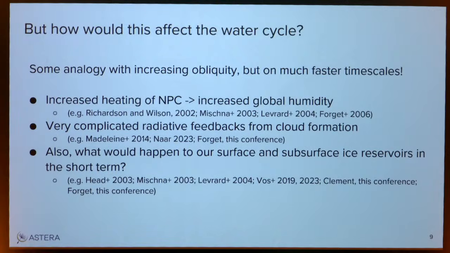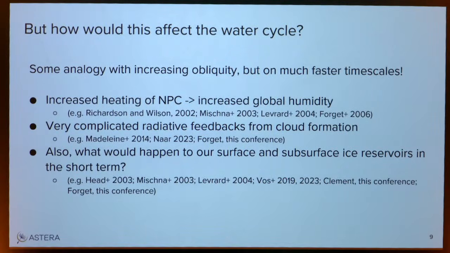But the question is, what would this aerosol loading actually do to the overall water cycle? There is quite a bit of analogy with recent Mars, with increased obliquity in the Martian atmosphere, but of course this is going to happen on a much faster time scale. First of all, the increased heating of the North Polar Cap is going to cause an increase in sublimation of water vapor into the Martian atmosphere. So this is going to increase the overall global humidity.